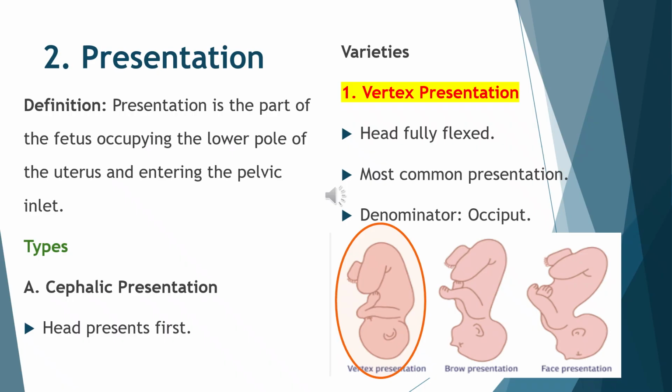In vertex presentation, the baby's head is fully flexed, meaning the chin is tucked towards the chest. Because of this flexed position, the smallest diameter of the fetal head enters the pelvis, making delivery easier and safer.